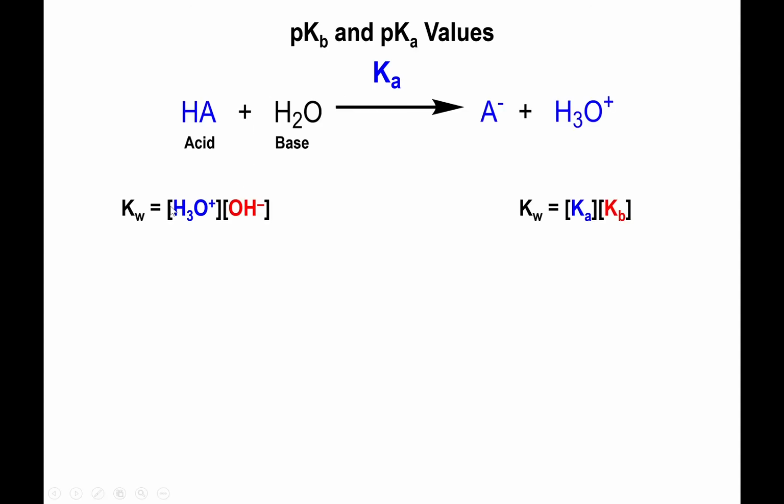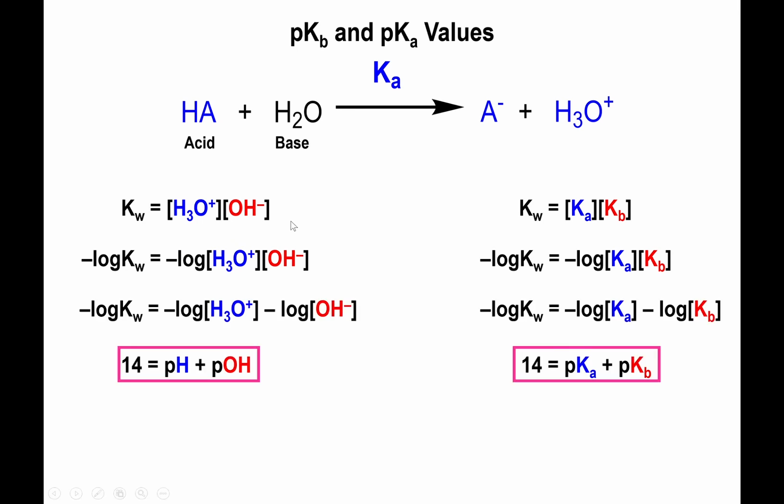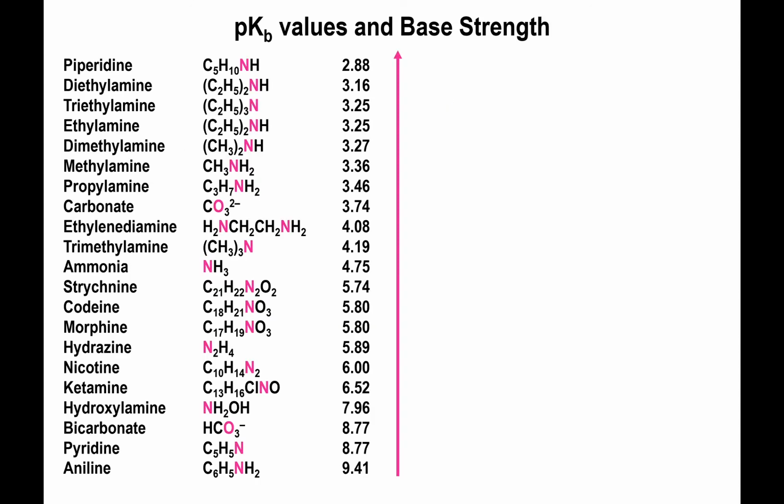So these two relationships are related to each other. Kw is equal to hydronium times hydroxide, but it's also equal to Ka times Kb. So you can see the correlation happening for the two expressions. And if you take the negative log of both sides, ultimately you end up with the following relationship: 14 equals pH plus pOH, but 14 also equals pKa plus pKb. So these are different expressions that we're going to use at different times, and you'll see the use and utility in future lectures.